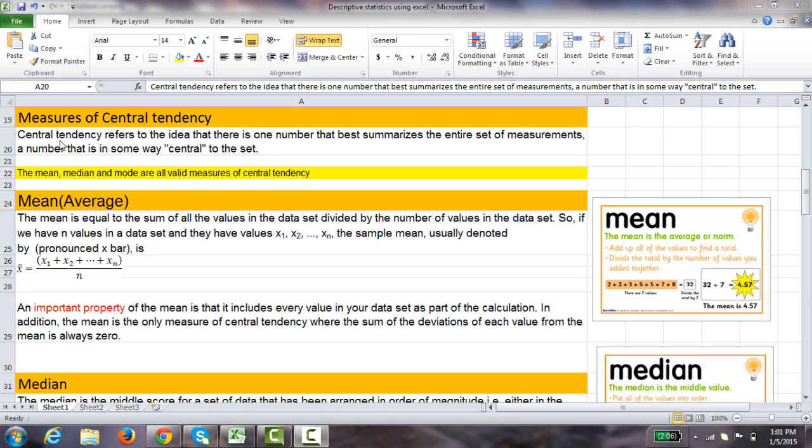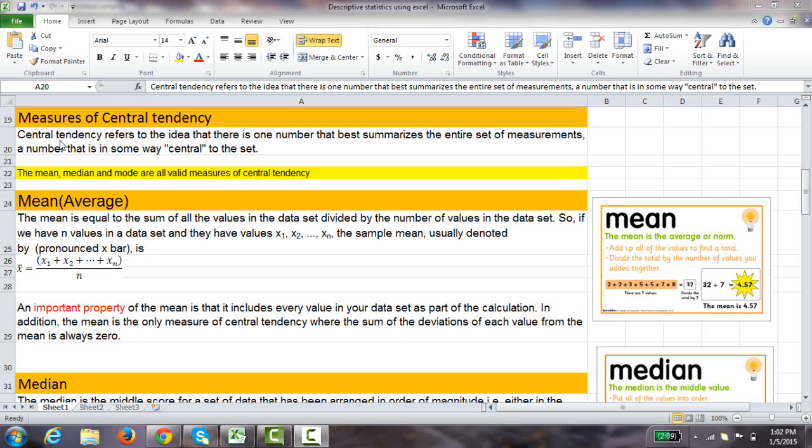Mean is also known as average. The mean is equal to the sum of all the values in the data set divided by the number of values in the data set. So if we have n values in the data set with values x1, x2 till xn, the sample mean is usually denoted by x bar. That is, x bar is equal to x1 plus x2 plus x3 till xn divided by n, that is the number of total values in the data set.